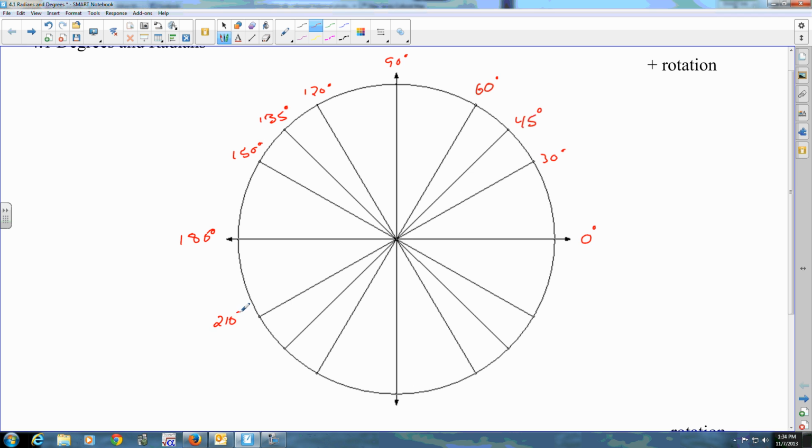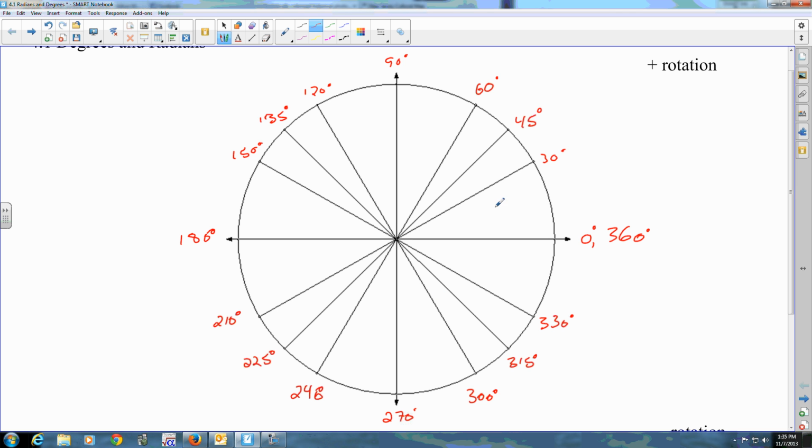210, 225, 240, 270, 300, 315, and 330 degrees, and finally to come full circle, you got 360 degrees.